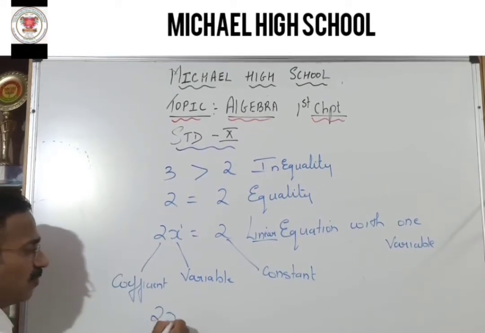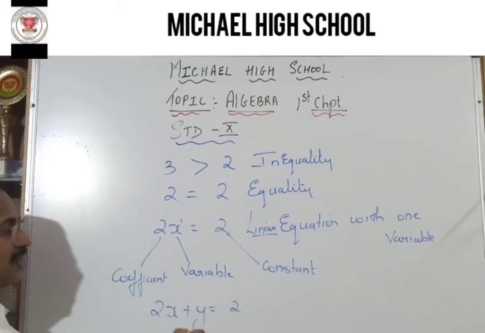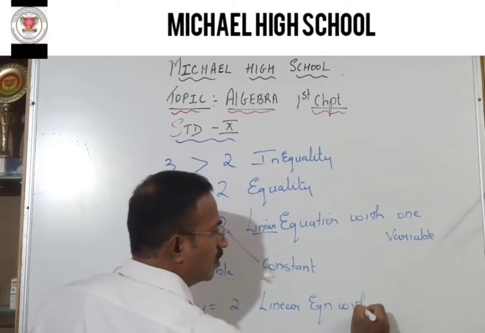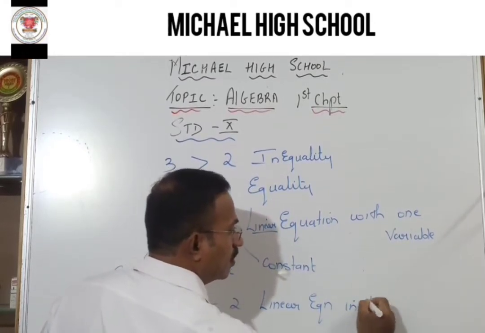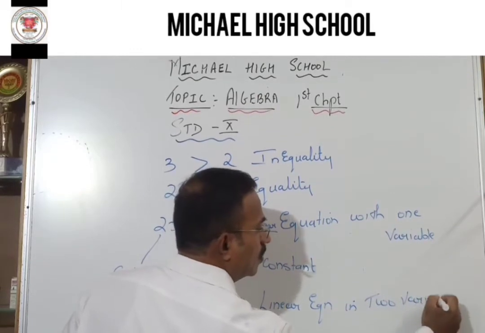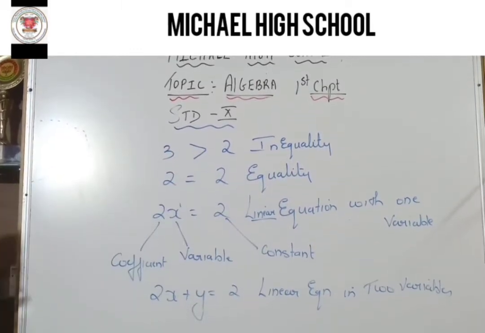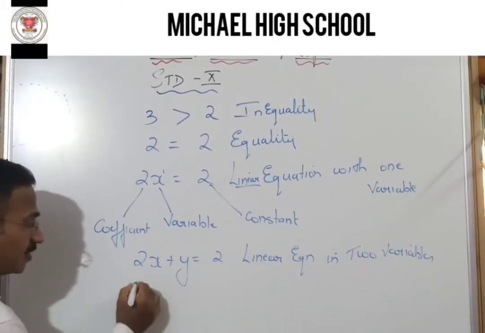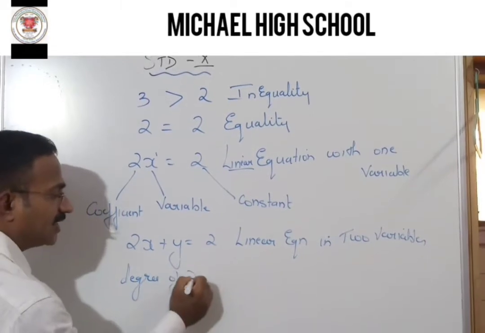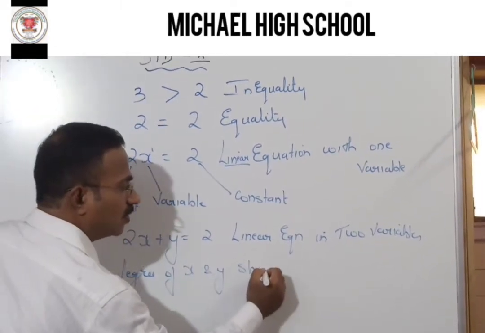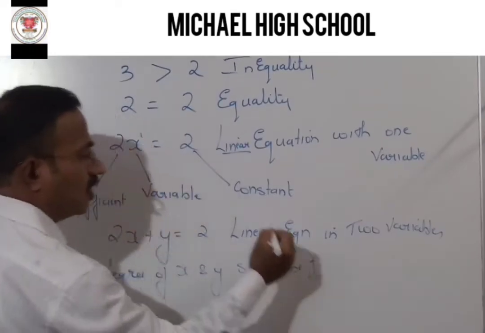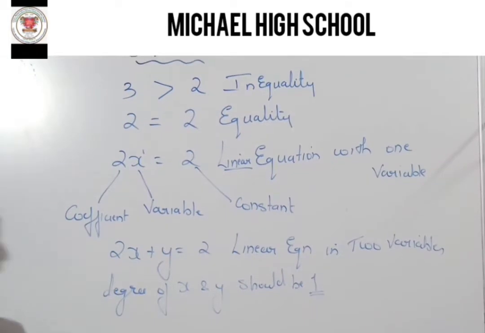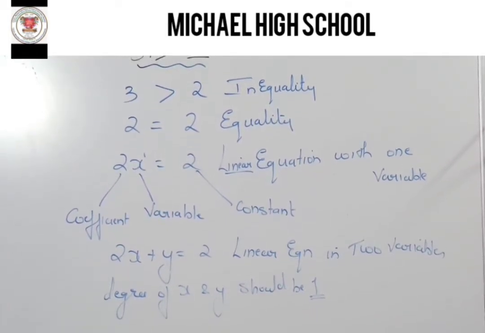But if I put two alphabets, then it becomes a linear equation in two variables. When there are two alphabets, it is a linear equation in two variables, but mind you, the degree of x and y should be 1. Then only it is a linear equation in two variables. If the degree is not 1, then it is not a linear equation. I hope till here it is clear.